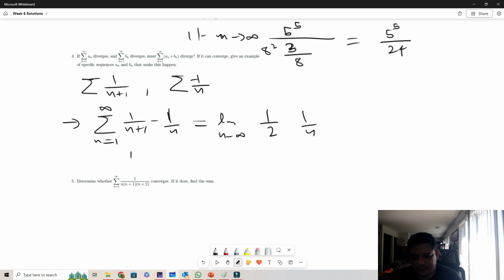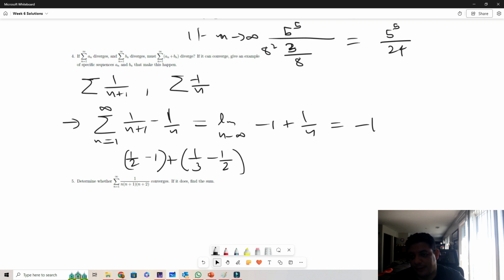Let me see. This is 1/2 minus 1, plus, and n equals 2 is 1/3 minus 1/2. It's actually, sorry, minus 1 here. So it will be minus 1 plus 1 over n, and so this sum is equal to minus 1. So this will be a convergent series. So it doesn't necessarily have to be a sum of two divergent series. It's not necessarily divergent.